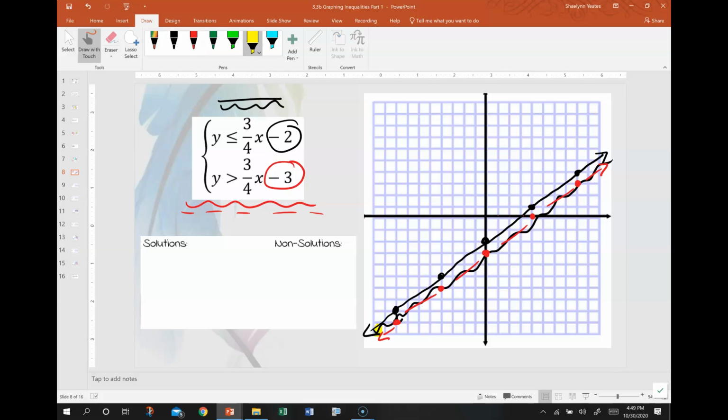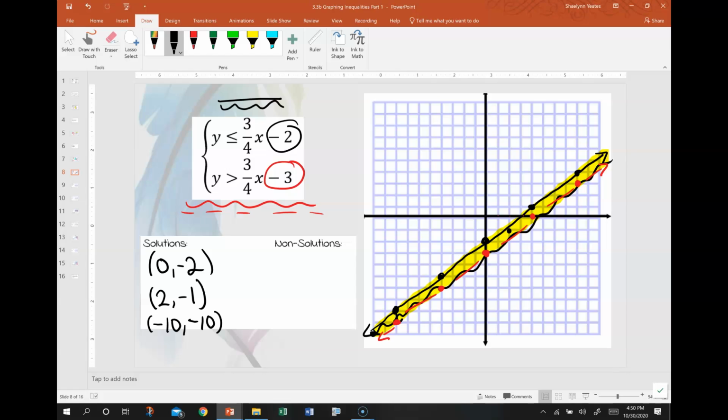However, if you notice, the red line is shaded above, the black line is shaded below, so all of this space just between those two lines is our solutions. So any point on the black line is going to be a solution, like the point 0, negative 2 would be a solution. We've also got this point right here, which is 2, -1, is a solution. We've also got this point over here, -10, -10 is a solution.